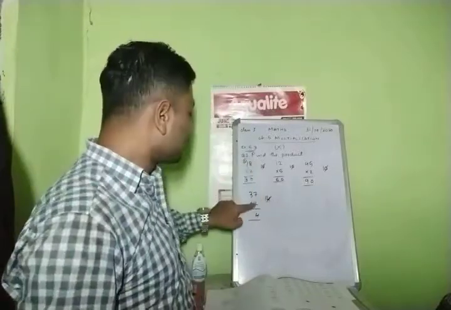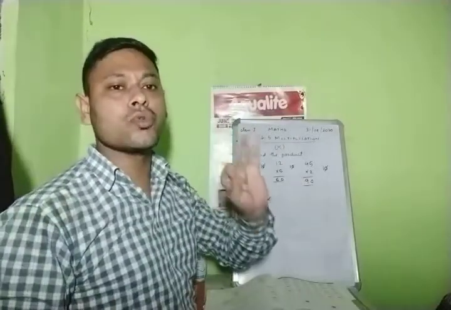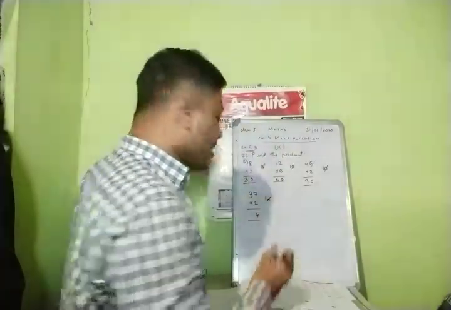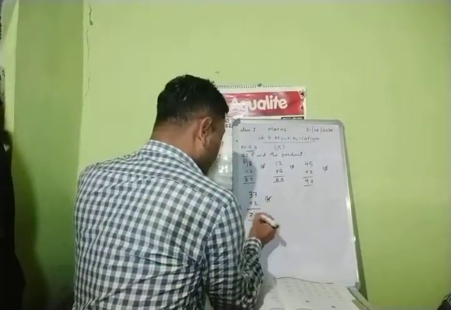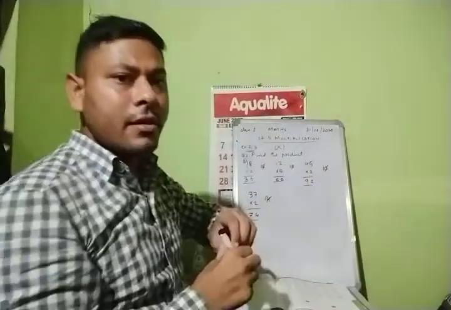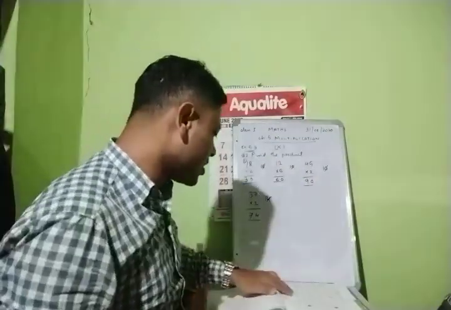1. Then 2 into 3. 2 1s are 2. 2 2s are 4. 2 3s are 6. 6 and 1 is here. 6 plus 1, 7. Right? Right, children?